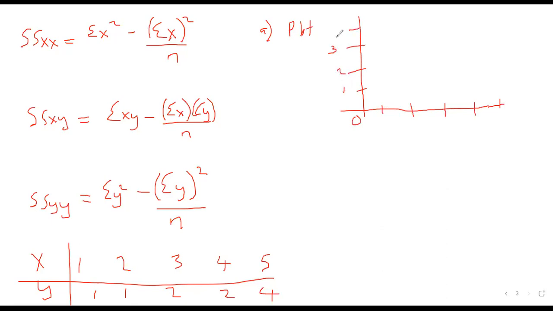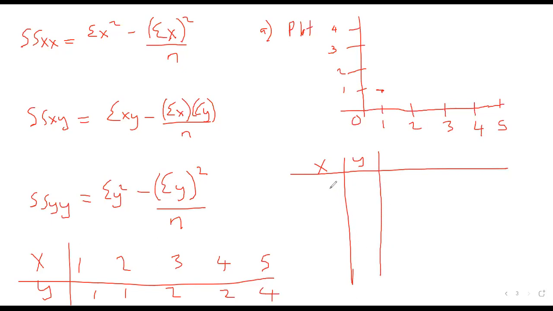So we are being asked to sketch. So the first one is what? 1, 1, you put it here. The second one, so we're looking at x and y. The first point is 1, 1. The next one is 1, 2. Then this is 2, 1.